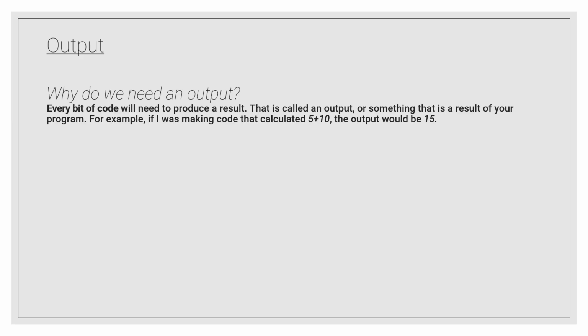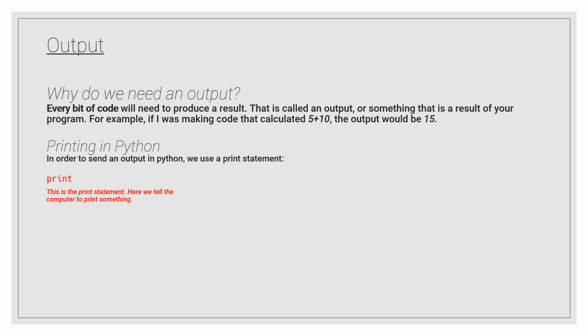Before we can do anything, we need to learn how to output things. So why do we need an output? Every bit of code will need to produce a result. That is called an output, or something that is the result of your program. For example, if I was making code that calculated 5 plus 10, the output would be 15. To make an output in Python, we use a print statement.